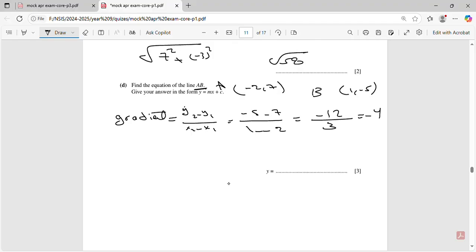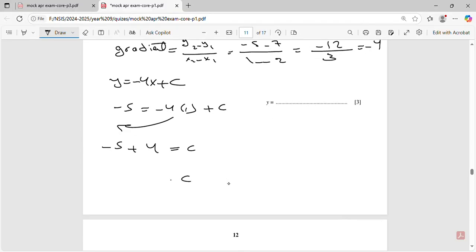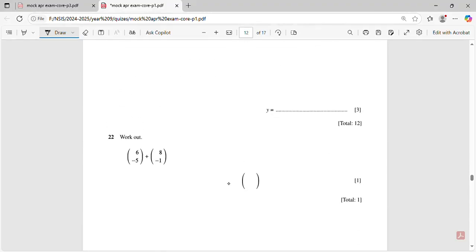This is the gradient, and the equation will be y equals negative 4x plus c. How can we find c? You can substitute the values of x and y by any point, A or B. We will take B, so I will take x as 1 and y as negative 5. It will be negative 4 multiplied by 1 plus c, which is negative 4. I will move it here, it will be positive 4, so negative 5 plus 4 equals c. So c will equal negative 1. This is the final answer. C equals negative 1, so the final equation is y equals negative 4x minus 1. This is the final form of the equation.